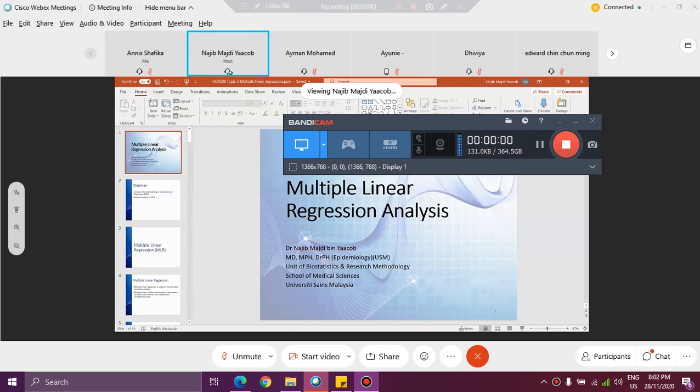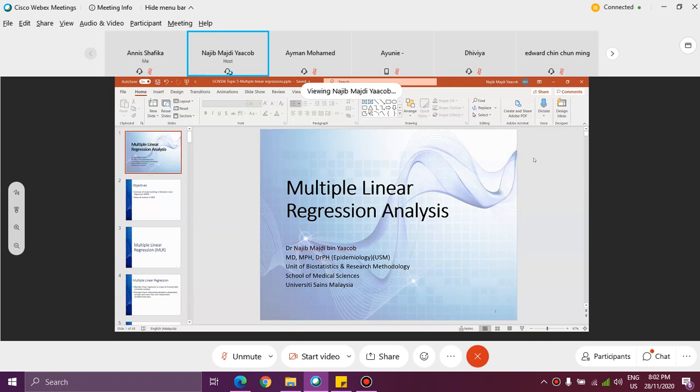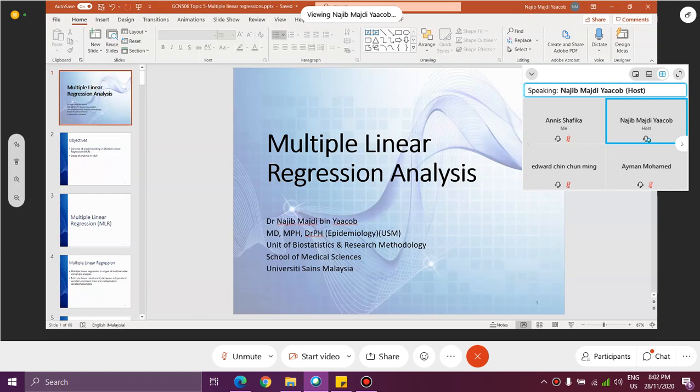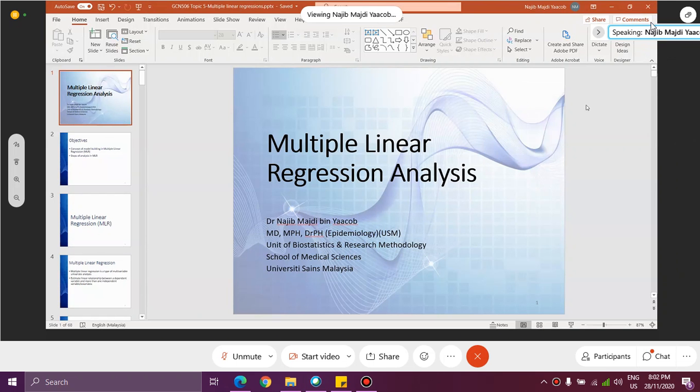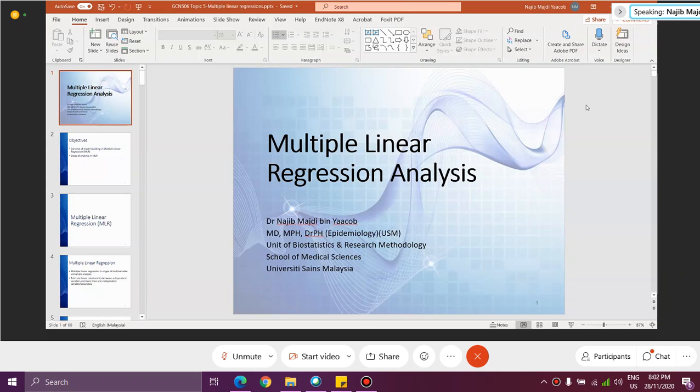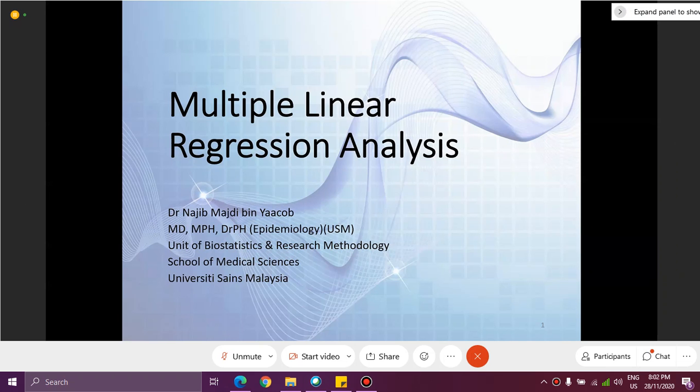Today's topic is regarding multiple linear regression analysis. Multiple linear regression analysis is an extension of simple linear regression analysis, so you need to recall our previous lecture regarding simple linear regression analysis. Let us proceed with our topic.